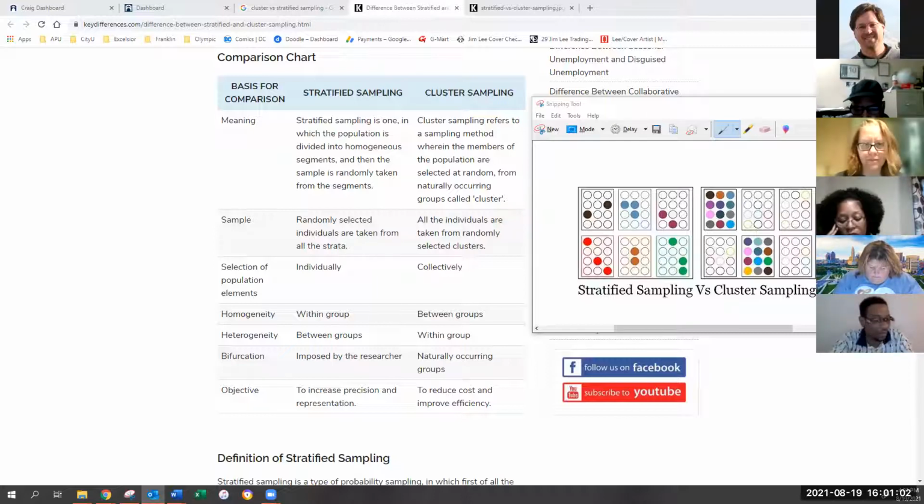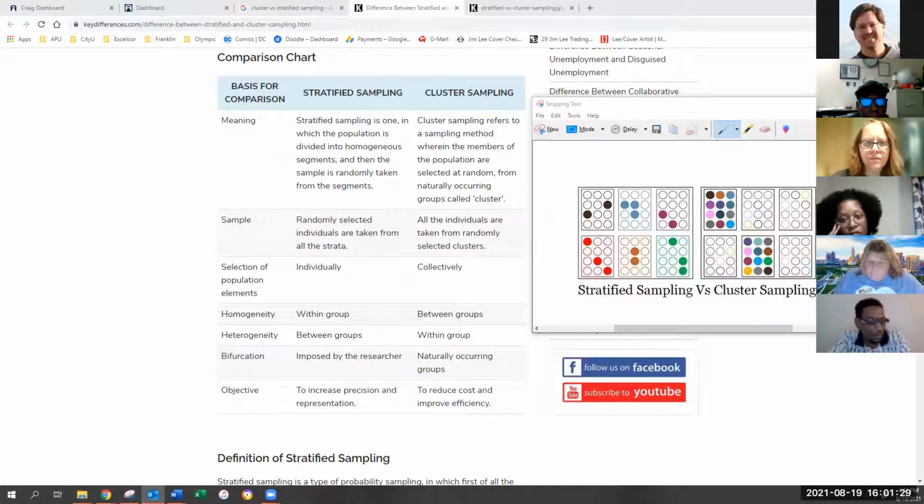Okay, it's 7:01, so let's get started. Does anybody want to start us off with a question? Otherwise, I'm going to jump right into stratified versus cluster sampling because I'm sure that's one thing that most of you are struggling with. All right, so let's start with that. Everybody can see my screen, I take it? Fantastic.